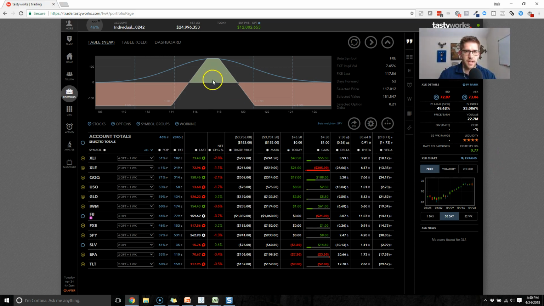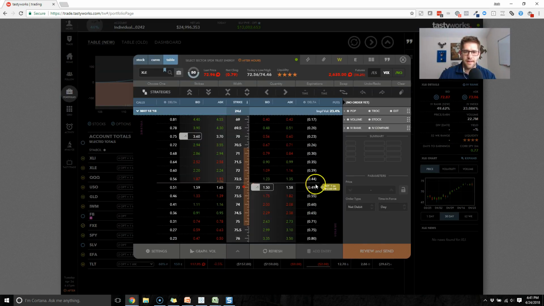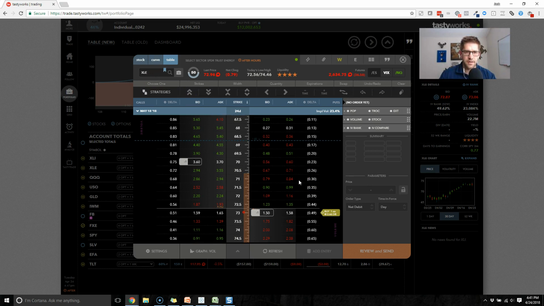So I placed an iron fly in this one. Currencies tend to not have the craziest swings, so having that juicy premium in the middle and decent protection is how I like to set my iron flies up. Let me see if I can pop into the trade tab for this guy. Here you go, you can see this here. I'm sorry, that's XLE, FXE.